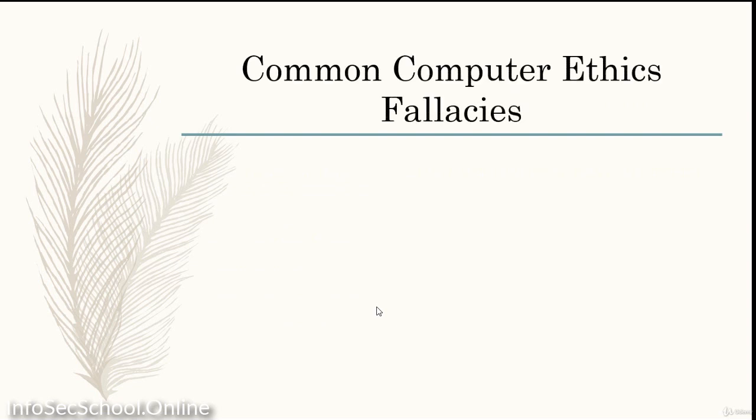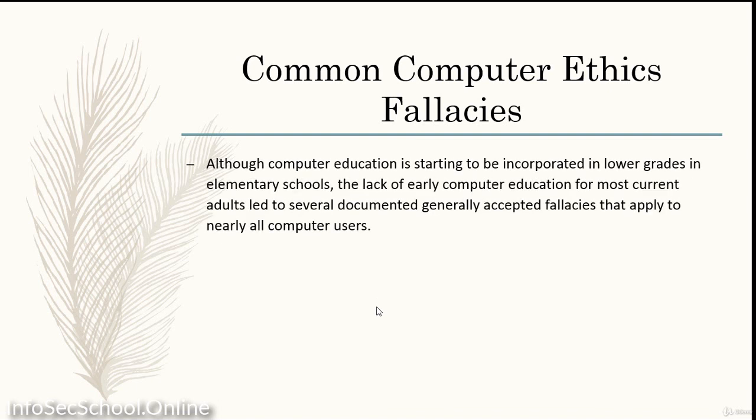Now, there are some common computer ethics fallacies, which I will describe here. Computer education is starting, and we already know that the lack of early computer education has a serious impact on most current adults. I can provide some examples here, like the computer game fallacy. Computer users tend to think that computers will generally prevent them from cheating and doing wrong, because whenever you are playing a game, you need to win it in a positive manner, and sportsmanship needs to be there, so people can learn better things from games.